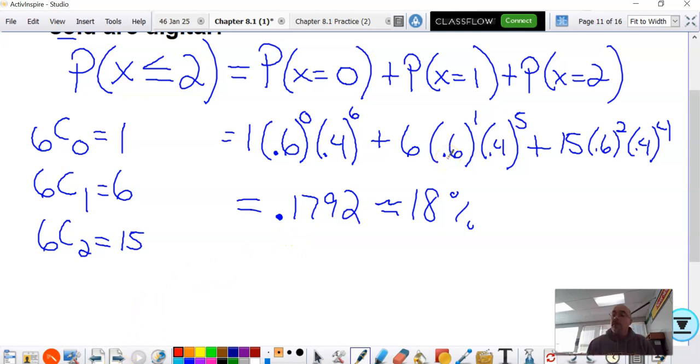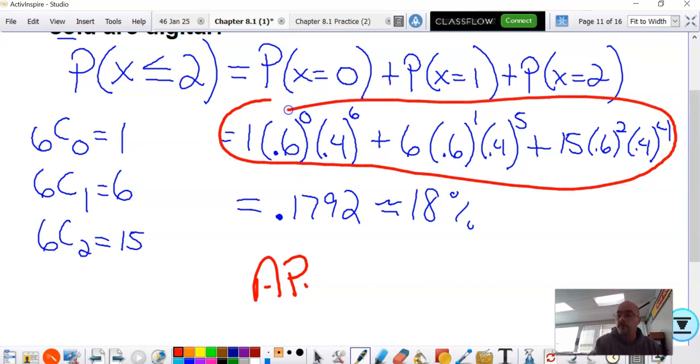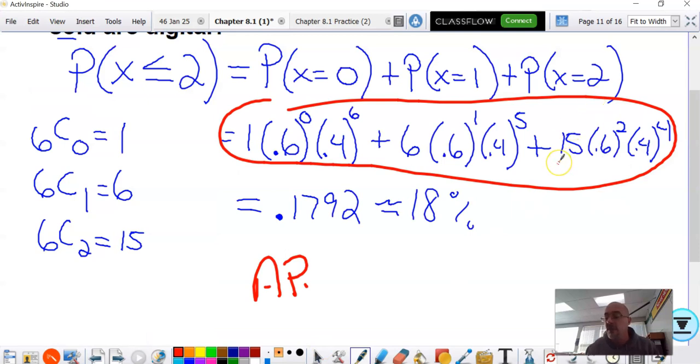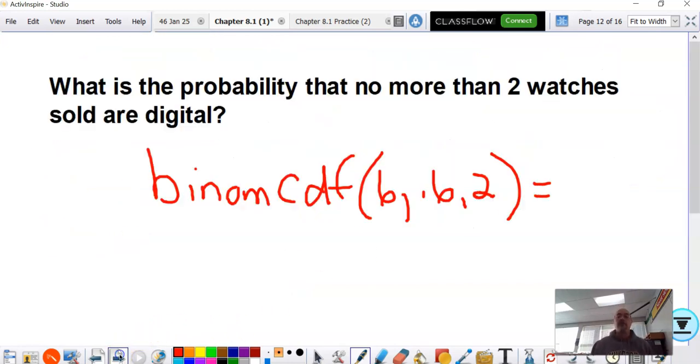So again, on the AP test, ladies and gentlemen, this is what they're going to want to see. Okay, that's what they're going to want to see. But then you can just use the calculator, the shortcut, and figure out that answer. Because oftentimes, if it's really long like this, not saying that you will, but typing it in wrong and then getting a wrong answer, even though you have it set up right.